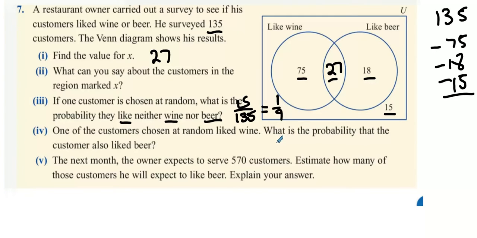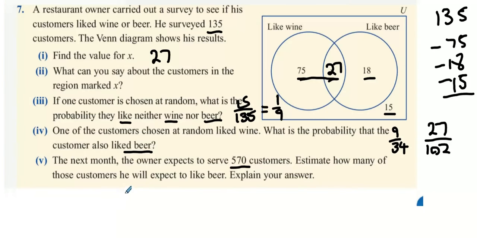One of the customers chosen at random likes wine. You already know they like wine, don't you? That means you're not doing it out of 135, you're doing it out of 102. Only 102 people qualify for that. What's the probability they also like beer? 27 out of the 102, which is what? Awesome.